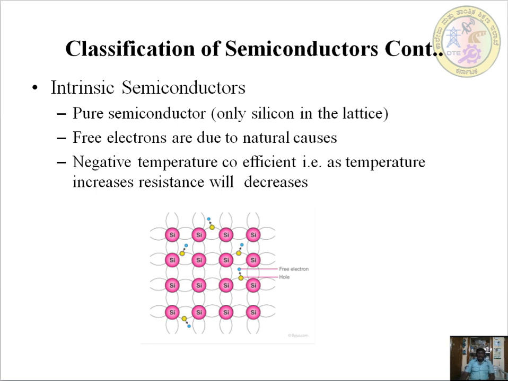Intrinsic semiconductors are pure semiconductors only, that is, only silicon in the lattice. So it is a pure form of semiconductor. Free electrons are due to natural causes. It has a negative temperature coefficient: as temperature increases, resistance will decrease. This pure silicon has free electrons as well as holes, with 4 atoms together each. So this one is known as an intrinsic semiconductor. The purest form of semiconductor is known as the intrinsic semiconductor.